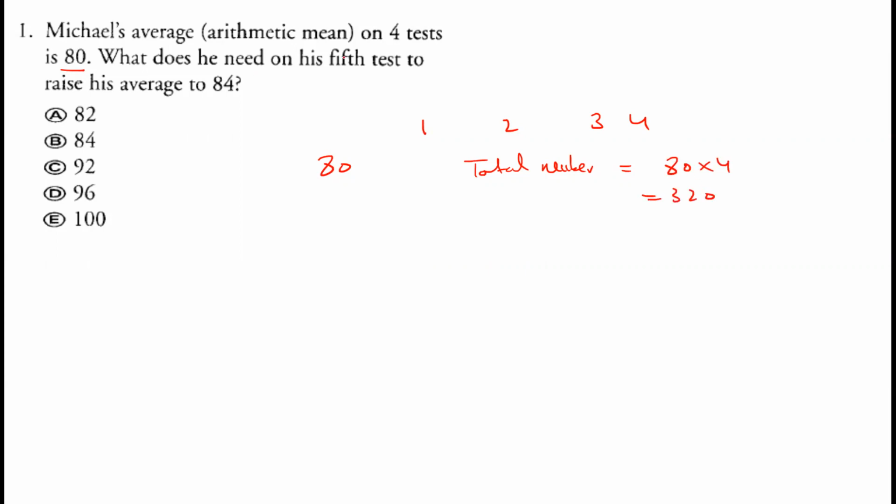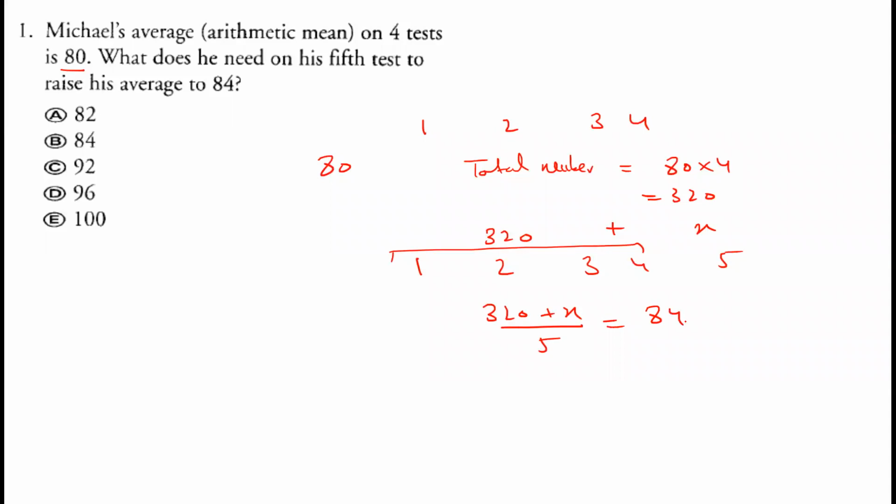Now, what does he need on his fifth test to raise his average to 84? So again, 1, 2, 3, 4, and 5. In these 4 tests, the cumulative number he has scored is 320. So how much does he need to score on the fifth test so that the average now equals 84? So 320 plus x equals 5 multiplied by 84. 5 multiplied by 84 would be 420. So x equals 420 minus 320 equals 100. So the correct option is E.